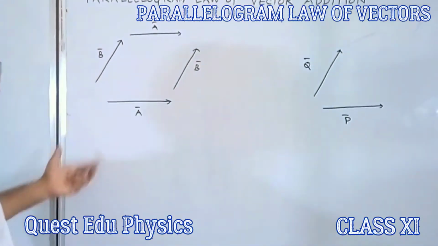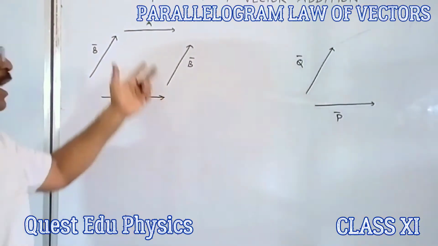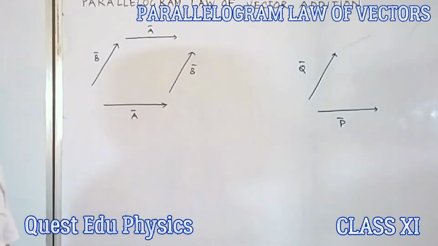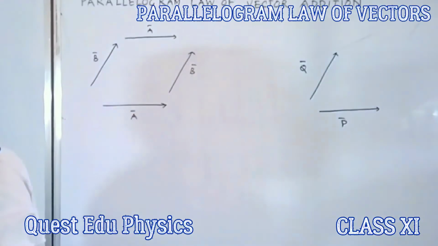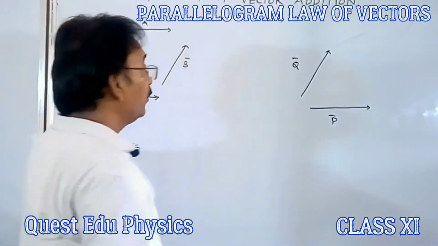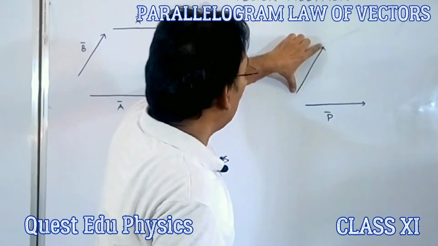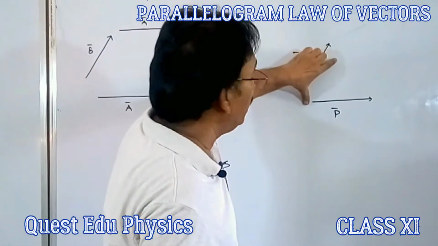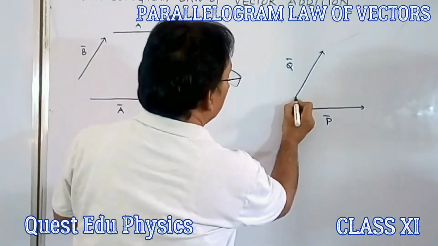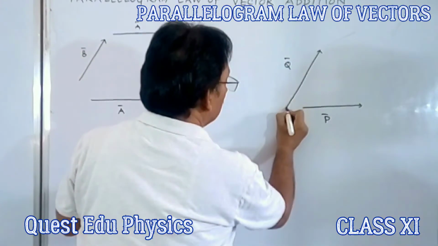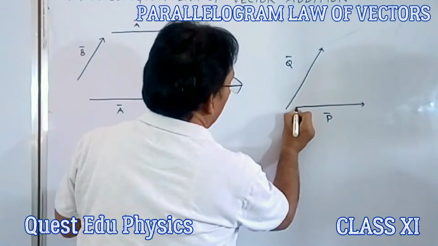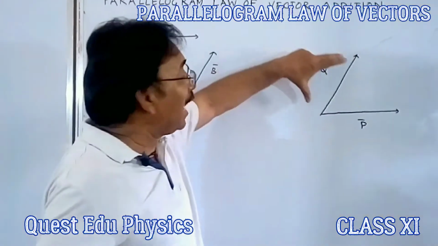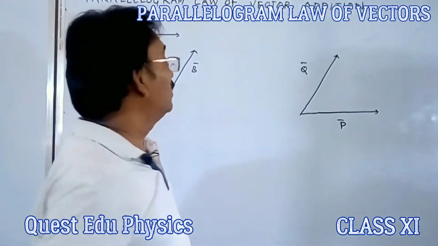Nothing is changed; the magnitude remains constant, as well as the direction. This process is known as transposing of the vectors. Here I am doing the same thing. I am taking this vector and keeping it here, moving this vector from here to here, and adding their tails. Tail se tail mila. We are adding the tails of the vectors.